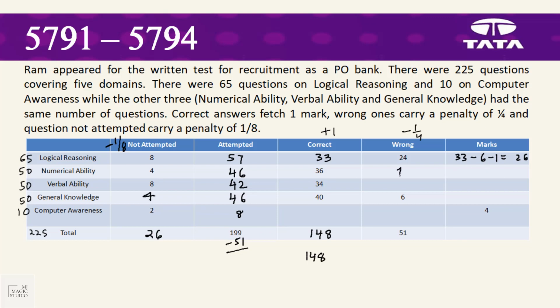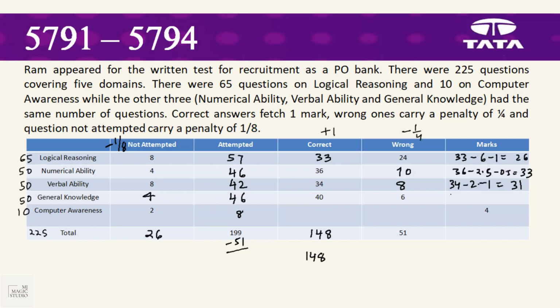Yes. 46 minus 36, wrong, will be 10. This will be 36 minus 10 by 4 is 2.5, and minus 4 by 8, that is minus half. That means this score would be 33. 34, 42 minus 34 is 8. Score would be 34 minus 8 by 4 is 2, and 8 by 8 is 1. So this score should be 31.